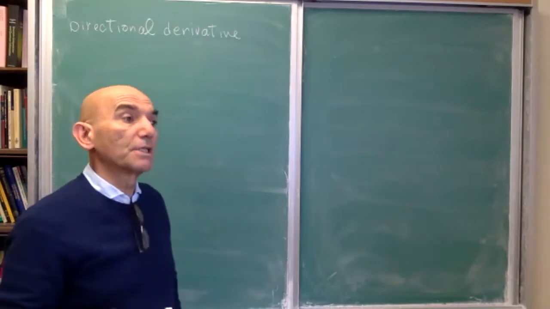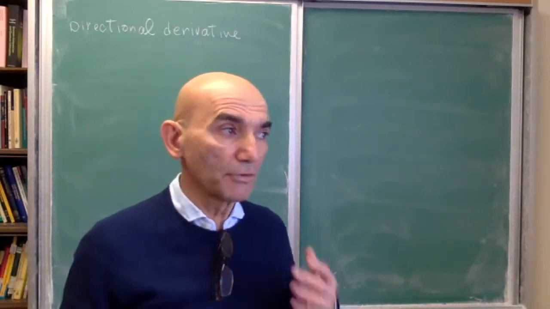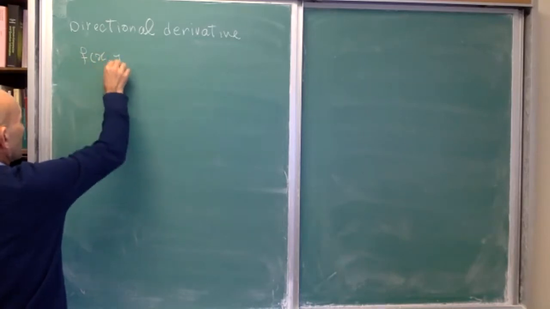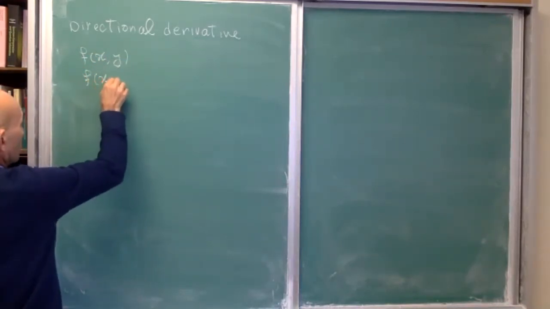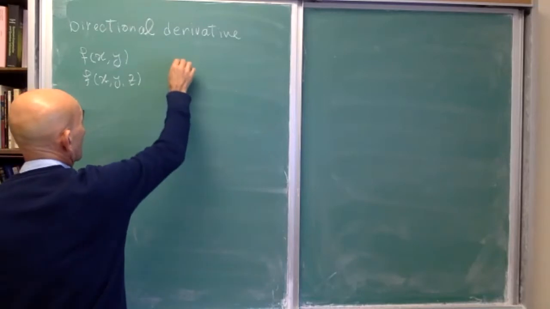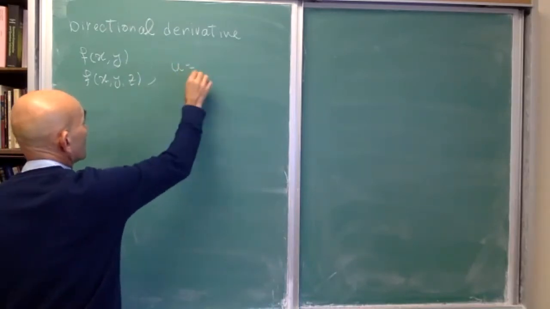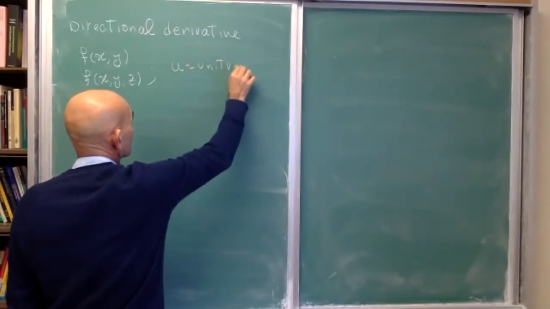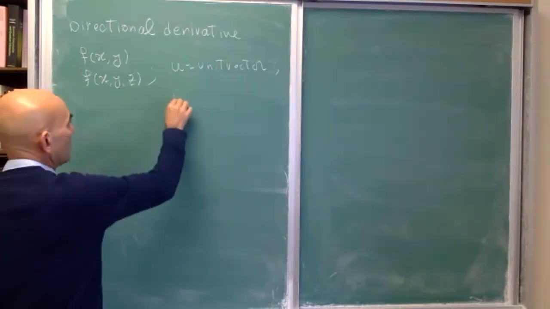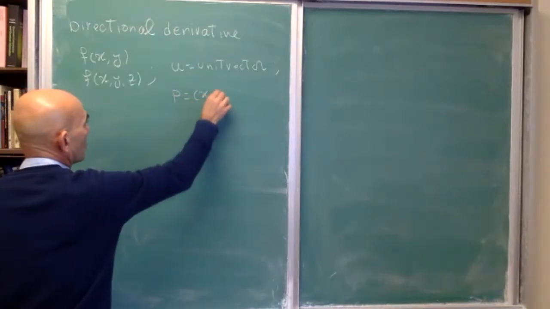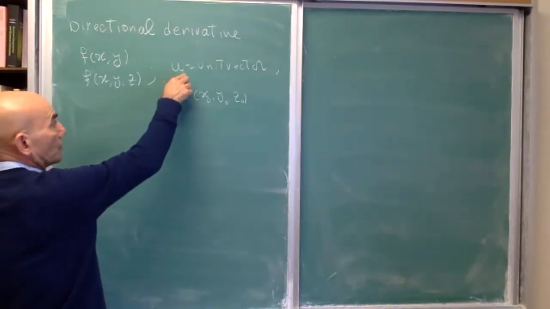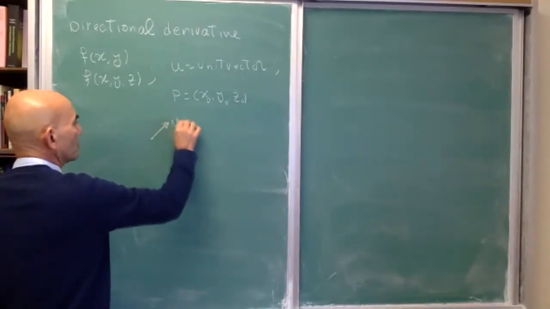So for directional derivative, we need basically three things: a function, maybe a two-variable function or a three-variable function. It doesn't matter. And we also need a unit vector, u. We also needed a particular point, P, which is like x0, y0, z0. So this vector, you remember, was a unit vector.